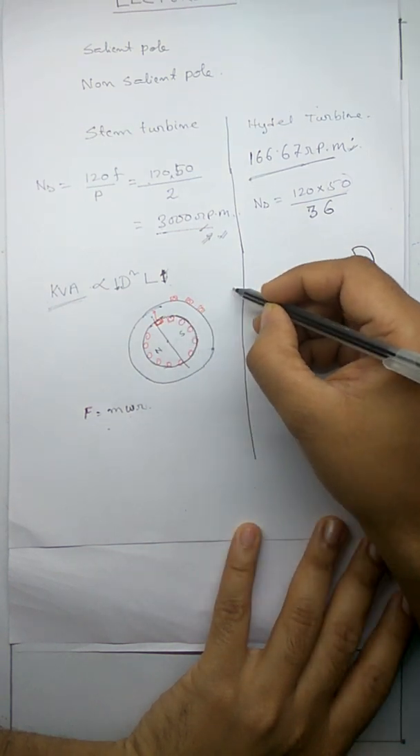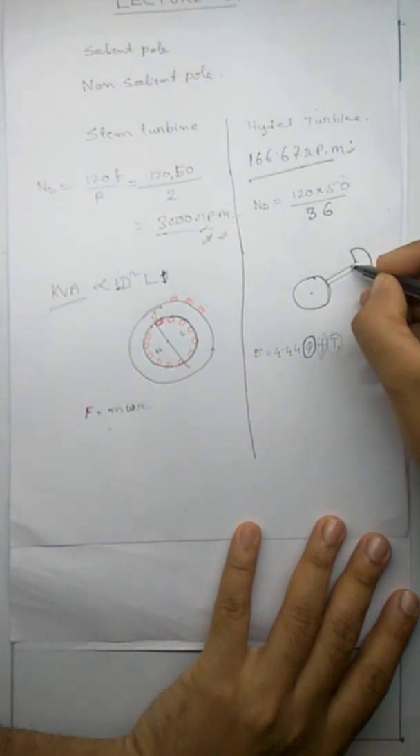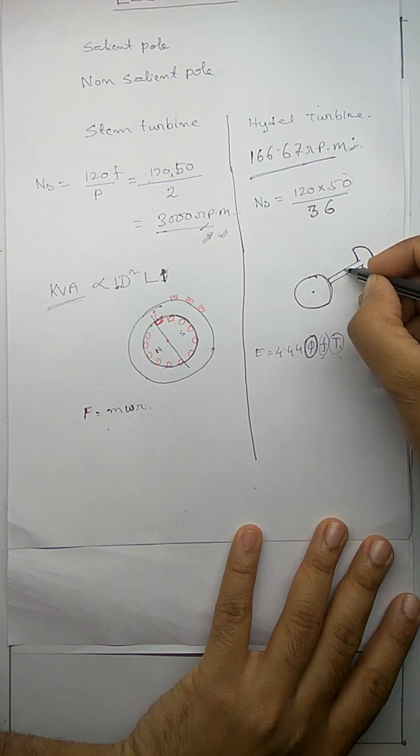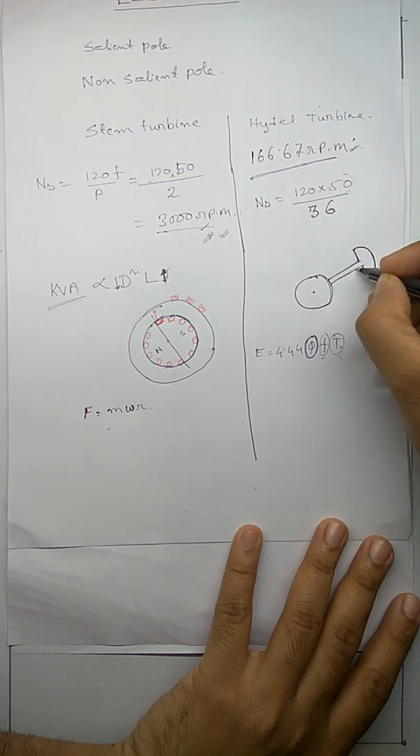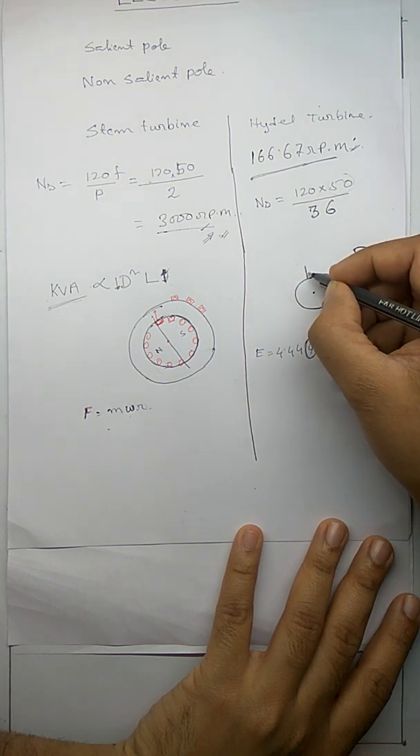By increasing the diameter. So how have we increased the diameter? By some projections like this. We don't make the whole body of solid iron because it will increase the cost as well as weight. What we do is put some projections like this, and on top of these projections we put poles. So there will be a number of poles like this.